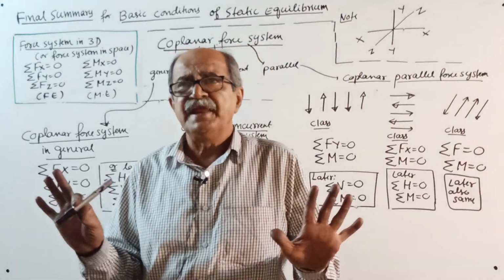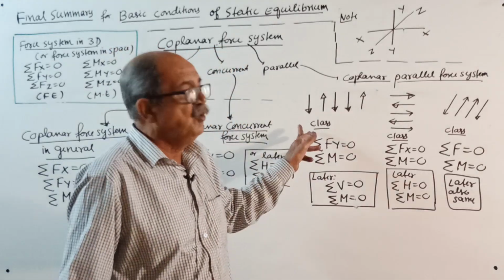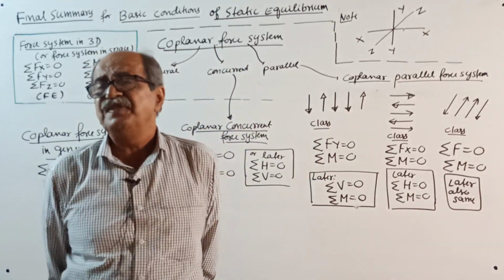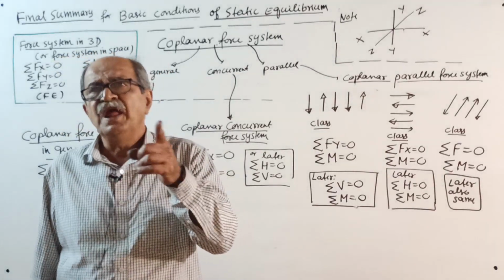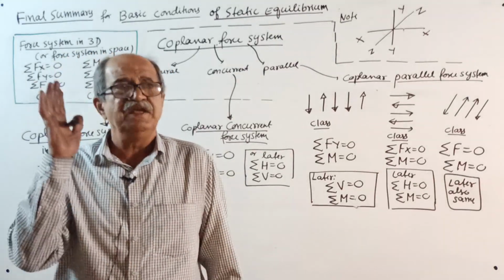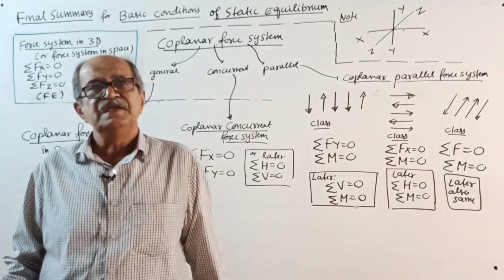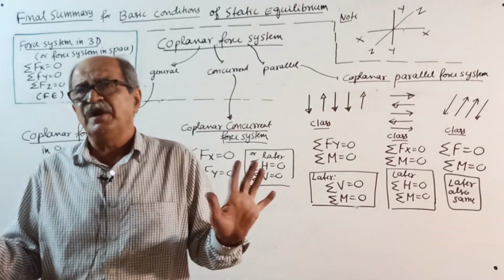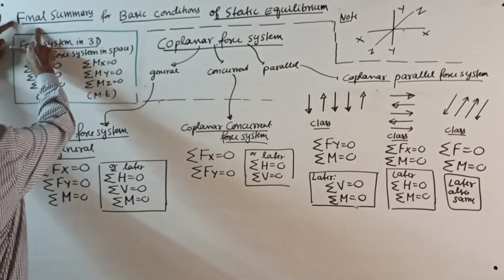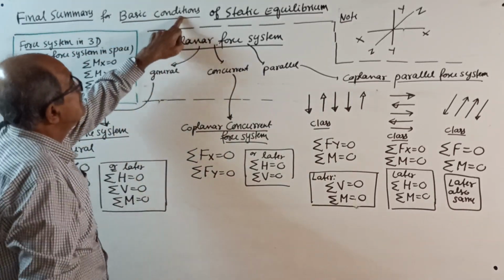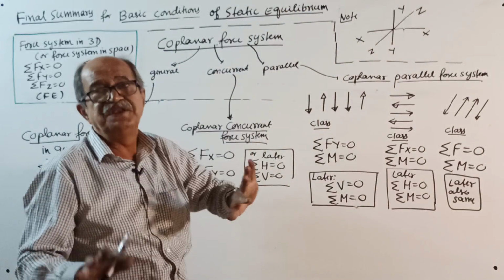Listen correctly to what I am telling. There is no space to write each and everything. Some of them I am dictating. What all I dictate, I will tell you to write it here in the class. Write it. If I explain generally, you don't have to write. You can still write it. Start first. Final summary for basic conditions of static equilibrium.